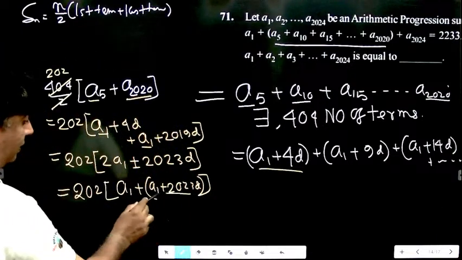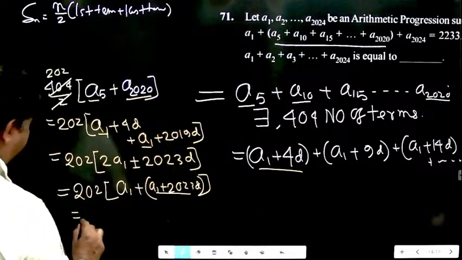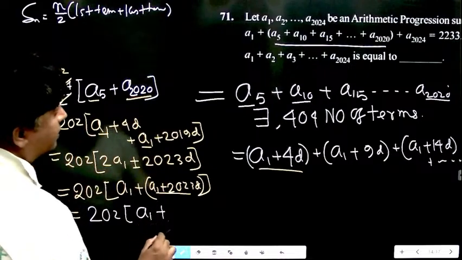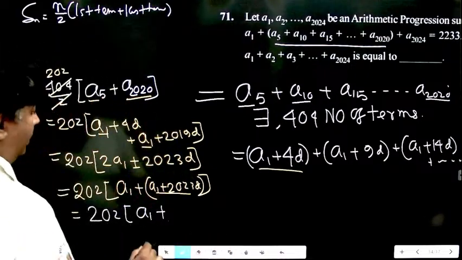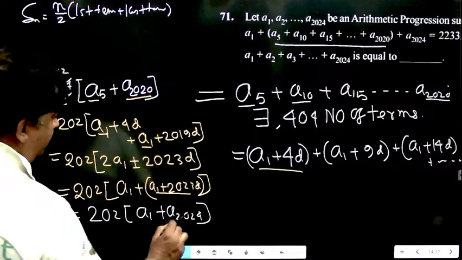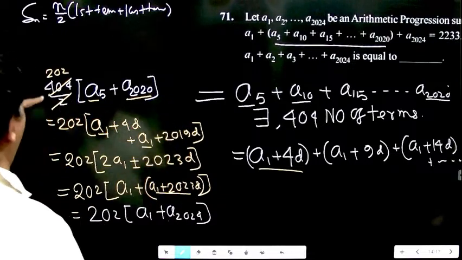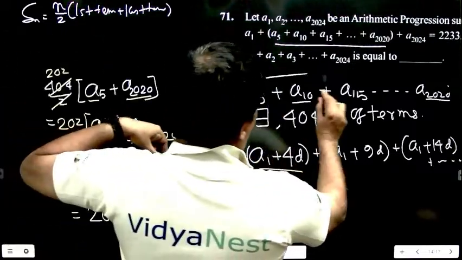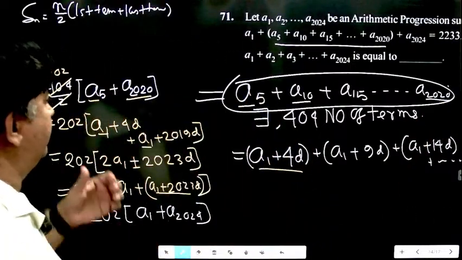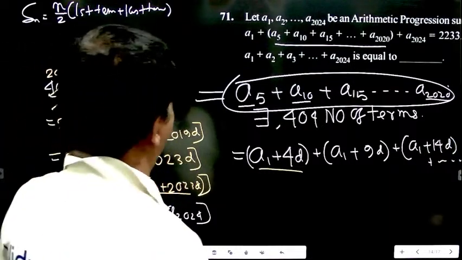What is that? 202 times A1 plus A2024. Okay? A1 plus A2024. That is the value of what? This term's value. Yes or no? Yes, sir. Now, how does it help you?